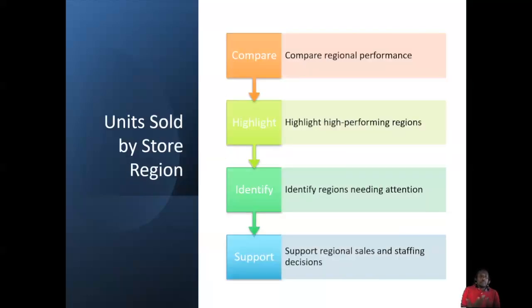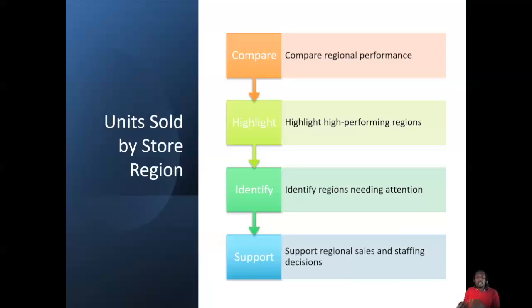Then we can also check units sold by region. We compare which region we are selling more in, which we are having less, and why we are having less, or how many products we are selling in a specific region. Then highlight the high performing regions, identify regions that need attention, then support the region's sales and staffing decisions based on this specific data.